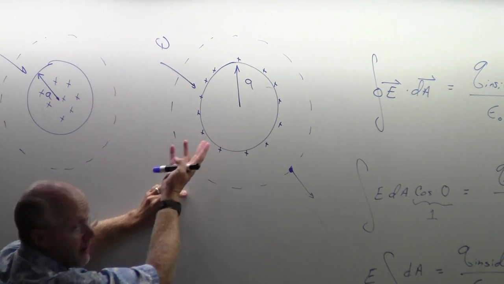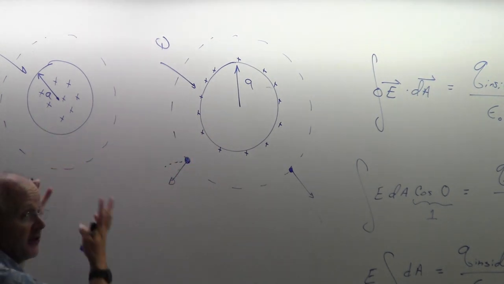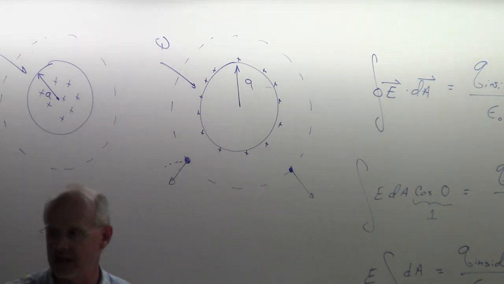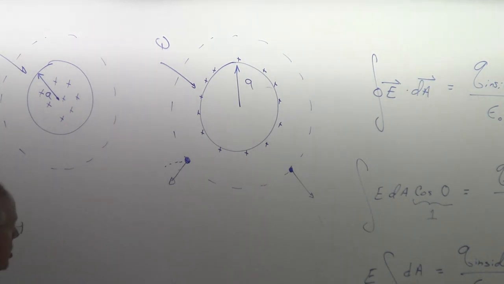So the fact that I turn it around, just like I turn it around here, I get the same charge distribution, tells me that the field's got to be radially outward. So my arguments are still the same. That hasn't changed. Anything else here?